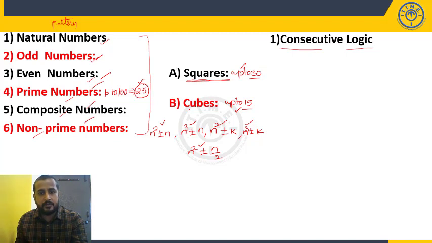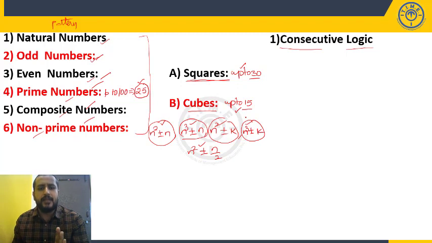The pattern can be of natural, odd, even, prime, composite, non-prime. It may be of squares, or cubes, or n square plus or minus n, n cube plus or minus n, n square plus or minus k, n cube plus or minus k. I'll give you one example. You will get the idea.